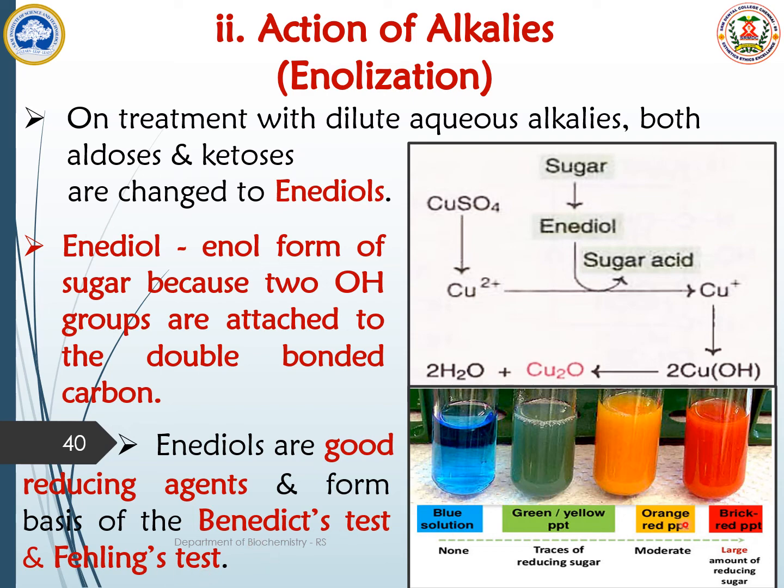Here is the picture showing the formation of brick red color from the blue solution. First the blue solution turns into a green yellow precipitate, then into an orange precipitate, then into brick red. When the solution shows brick red, it indicates a large amount of reducing sugar present in the sample.